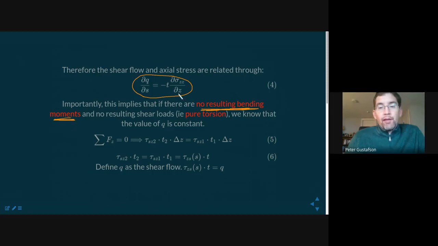So what does that mean? That means that sigma zz ultimately is going to be equal to, well, we can treat it as constant, or we could treat it as zero, essentially. No bending. There is no bending stress. So if the right-hand side of this equation becomes zero, what we end up with is a shear flow that's now going to be equal to constant values. So integrate dq ds, we get q is equal to a constant.